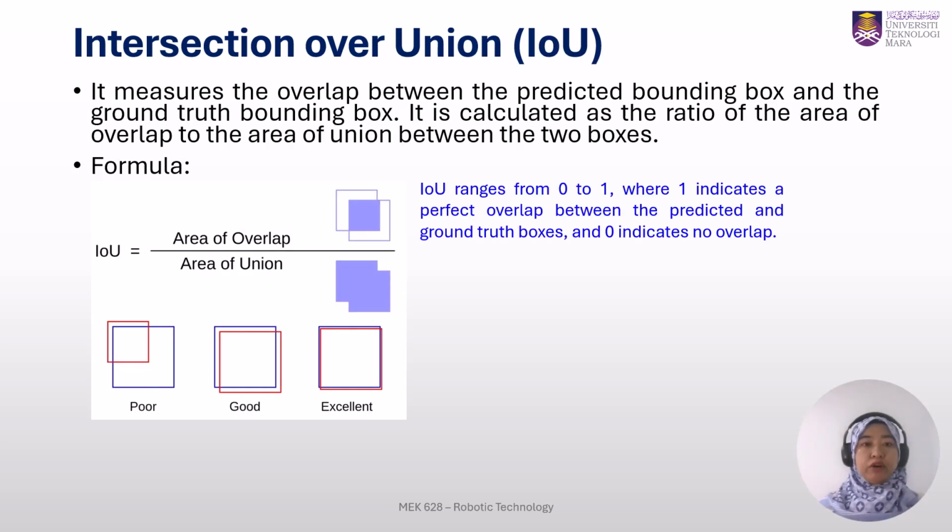We have the intersection over union, which is IOU that I've just pronounced just now. So it will measure the overlap between the predicted bounding box and the ground truth bounding box. It is calculated as the ratio of the area of the overlap to the area of union between these two boxes. Okay, so this is the formula. Area of overlap is divided by the area of union. So you will get the range between 0 to 1. Where 1 indicates a perfect overlap between the predicted and ground truth boxes, meaning that you are actually detecting the correct object in the correct location. And 0 indicates no overlap, meaning that you are not detecting the correct object. So this is intersection over union.